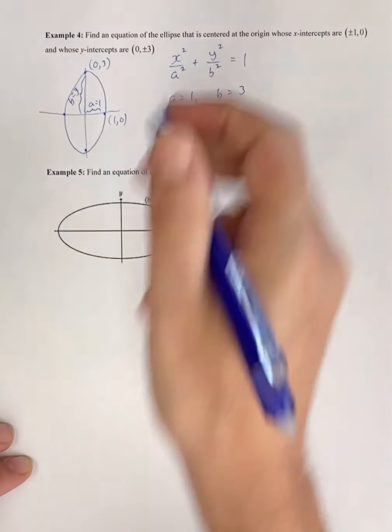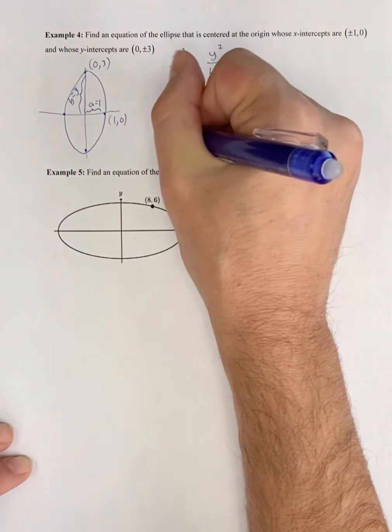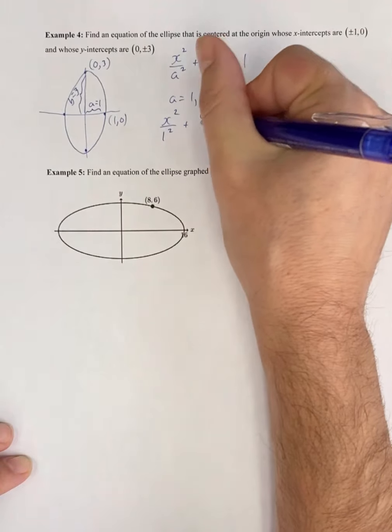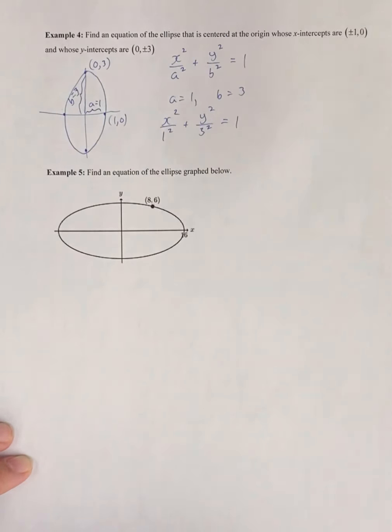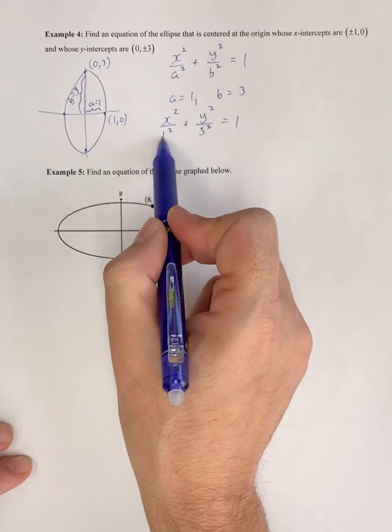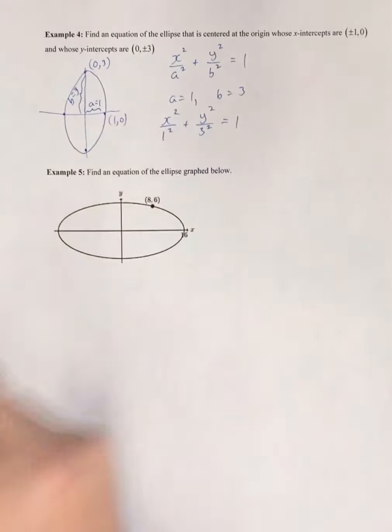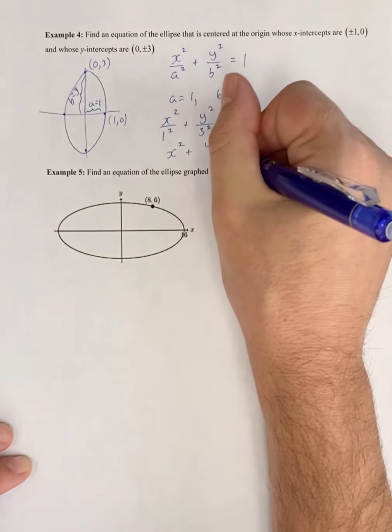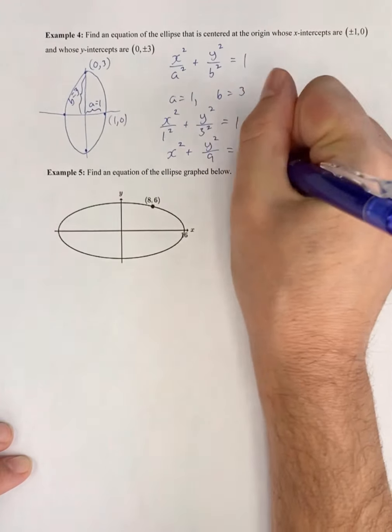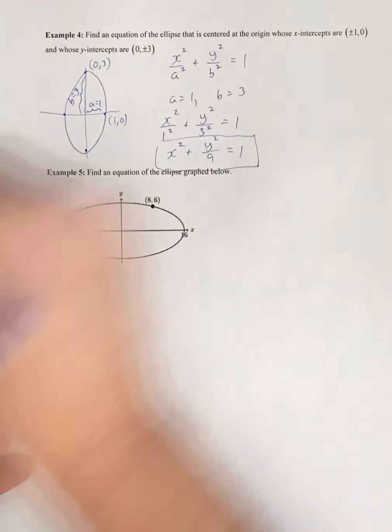So I just stick those into the equation. X squared over 1 squared plus y squared over 3 squared equals 1. And it probably wouldn't be the end of the world to leave it like that, but I'm going to clean this up. 1 squared is 1, and x squared divided by 1 is just x squared. And then 3 squared I'll write as 9. And there's the answer.